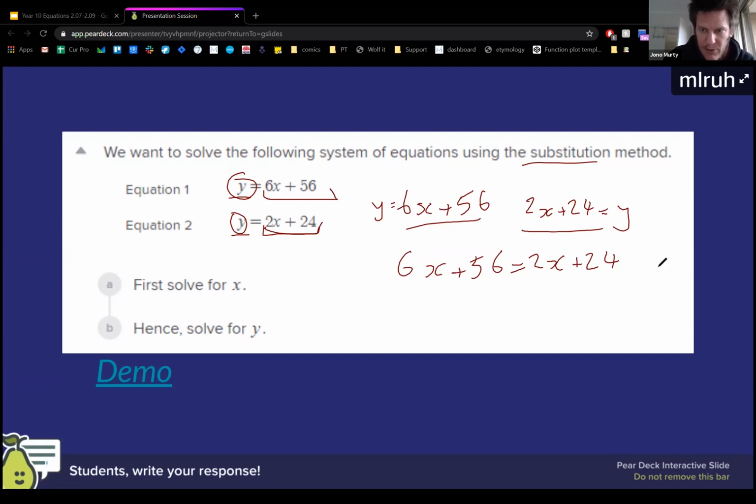If I subtract 2x from both sides, I'll get 4x plus 56 equals 24. And now I can just subtract 56 from both sides. 4x equals minus 32, excuse my handwriting, dividing by 4. And let me get a better color now. We get our final answer of x is equal to minus 8.